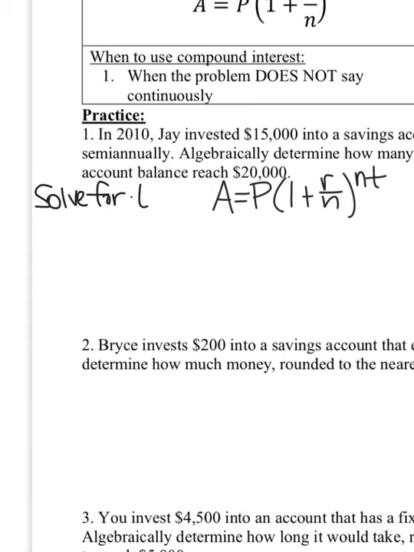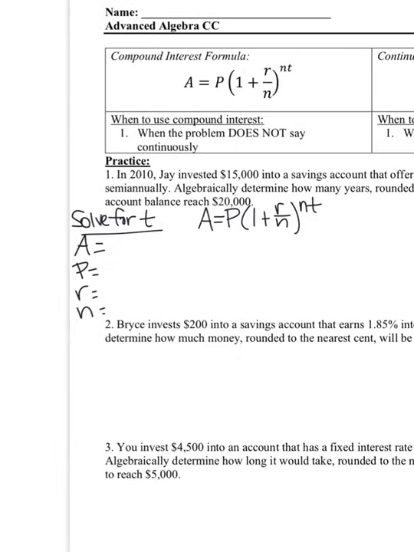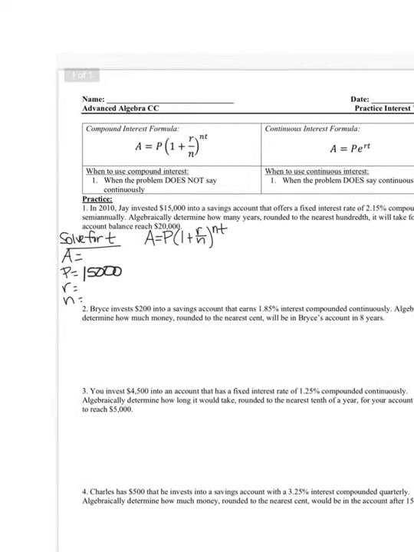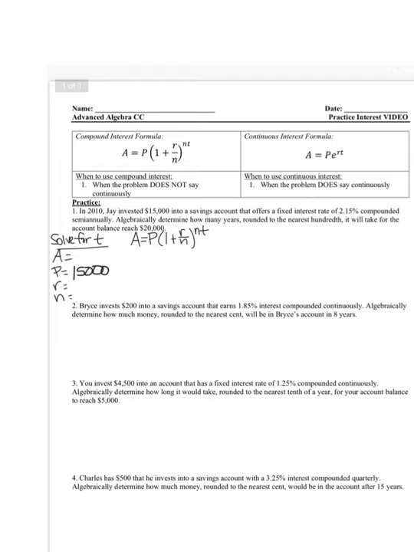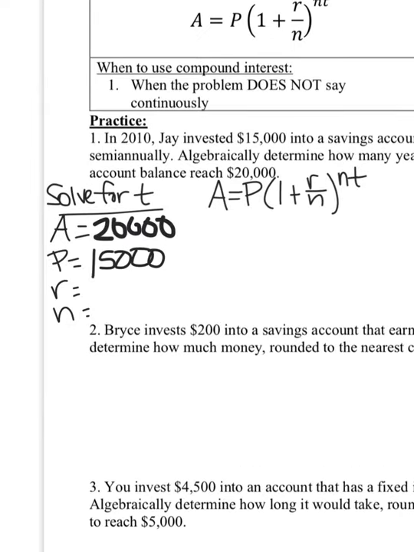As always, we're going to do this on the side. You're solving for t, so you plug in A, P, r, and n. Everything stays the same. P is how much you started off with. He started off with $15,000. We want that $15,000 to turn into $20,000. r is the rate, 2.15%. Again, you move that decimal over twice: 0.0215.